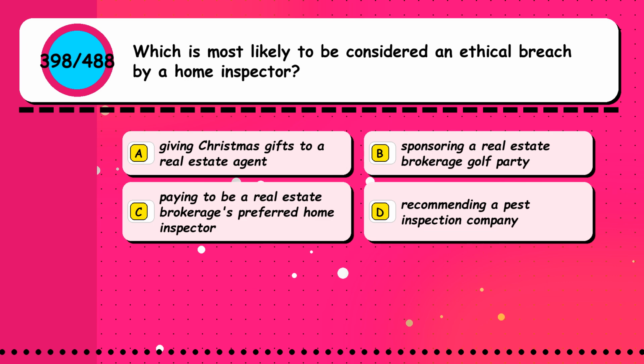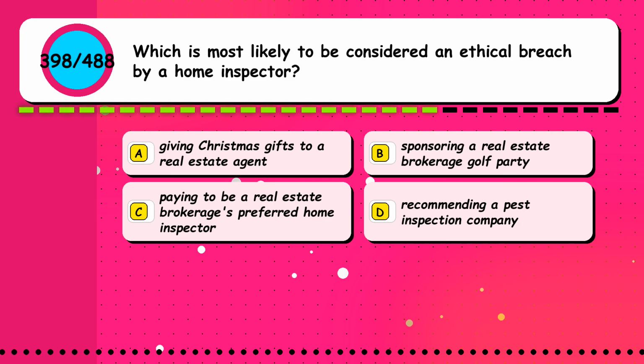Question 398. Which is most likely to be considered an ethical breach by a home inspector? Option A. Giving Christmas gifts to a real estate agent. Option B. Sponsoring a real estate brokerage golf party. Option C. Paying to be a real estate brokerage's preferred home inspector. Option D. Recommending a pest inspection company.